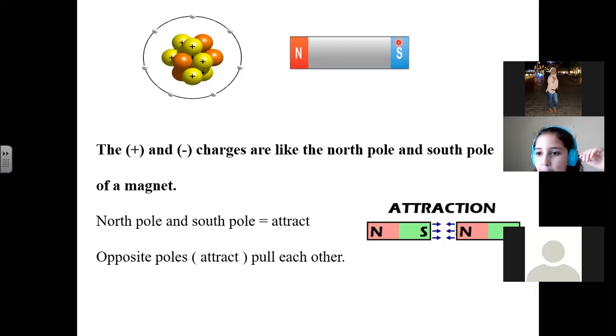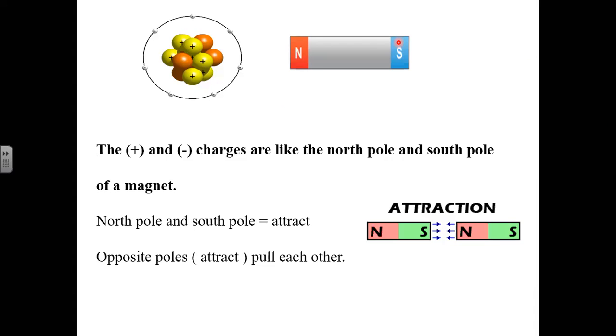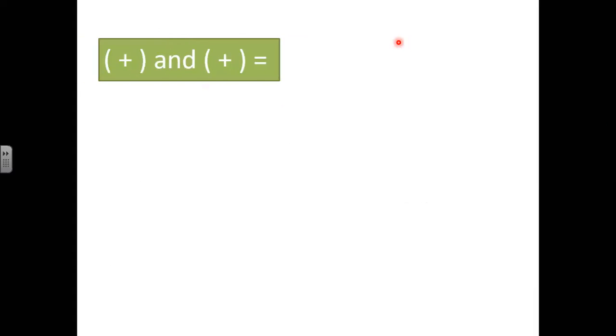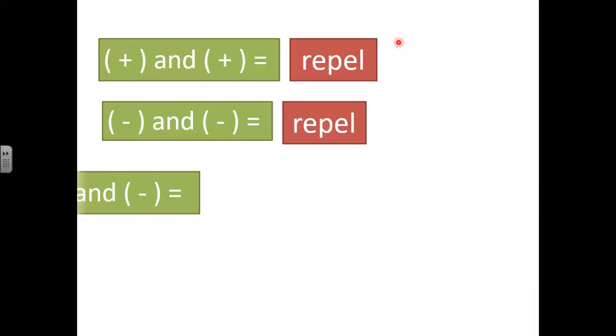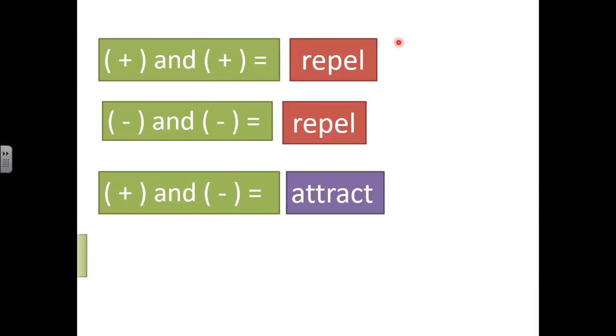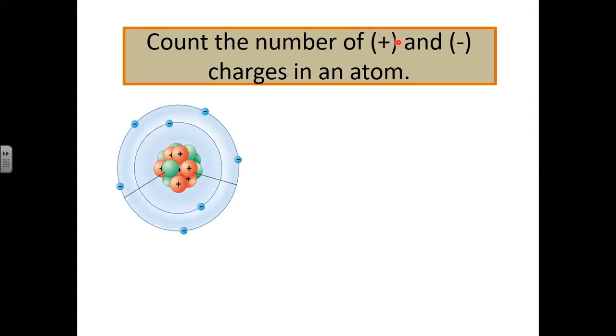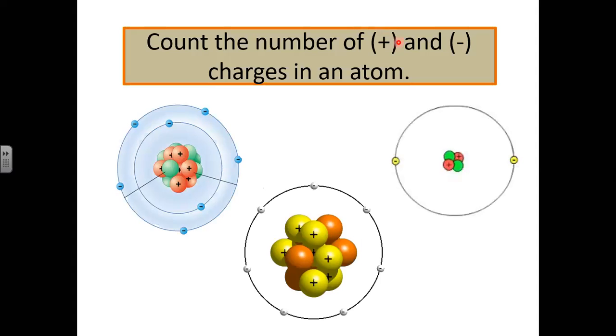The positive and negative charges are like the north pole and south pole of a magnet, as I told you. So if 2 different sides are facing each other, they will attract. If 2 similar kinds, they will repel. Okay, now I need someone to count the numbers of the positive charge and negative charge in this atom. Whoever knows, please raise your hand.